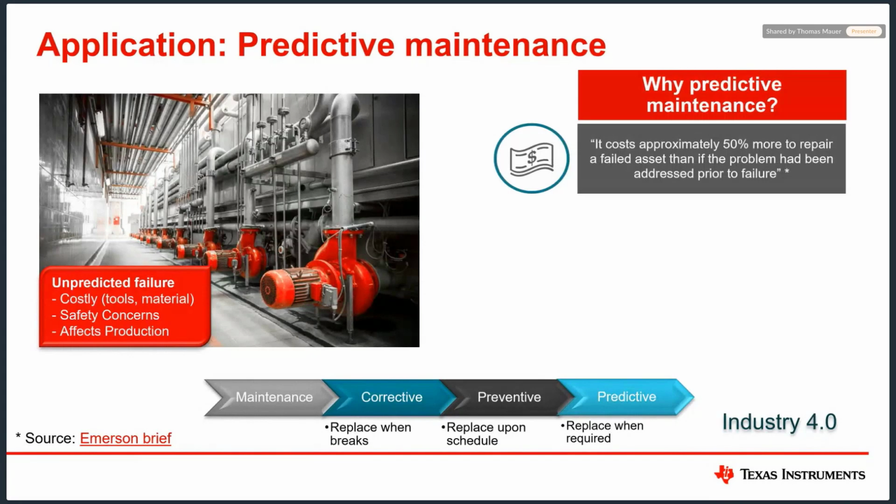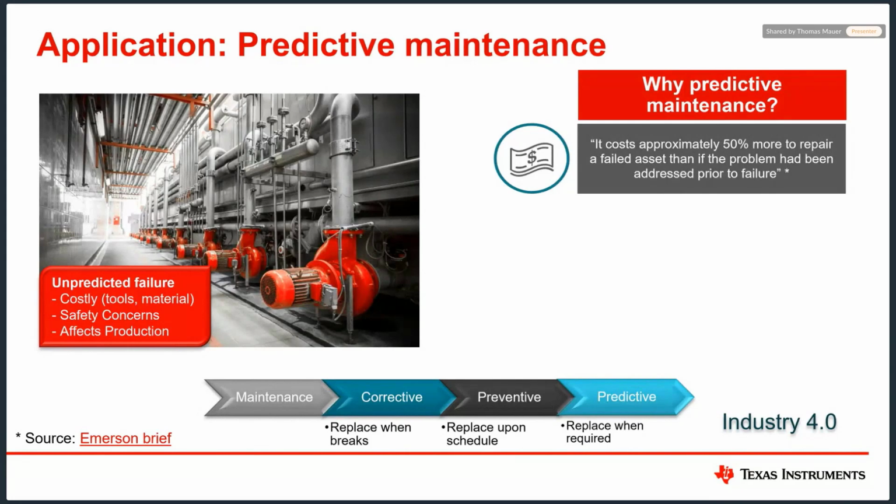And what are the motivations to do this predictive maintenance? So overall, it costs 50% more to repair if an asset fails than if the problem can be addressed before the failure happens. We got this information out of an Amazon brief which I linked here below.